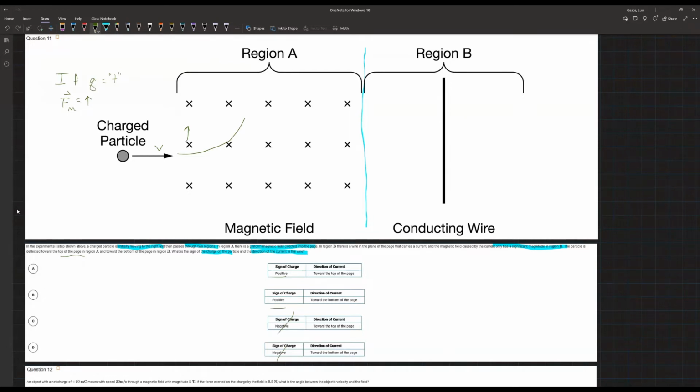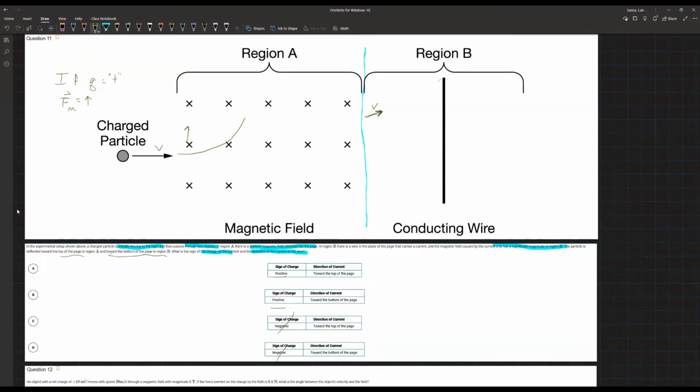Now, let's go ahead and put the next point in here. The next part is they tell us that when it's in region B, it will be accelerated toward the bottom region, or the bottom of the page in region B. So here, when we grab our wire, we can already assume we have a velocity in this direction. It's not perfectly horizontal, but maybe we can still say it didn't finish making a turn. So it's coming in like this.